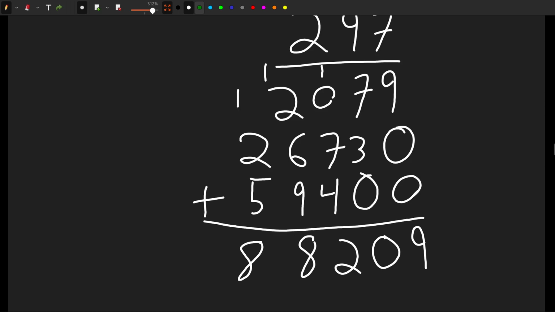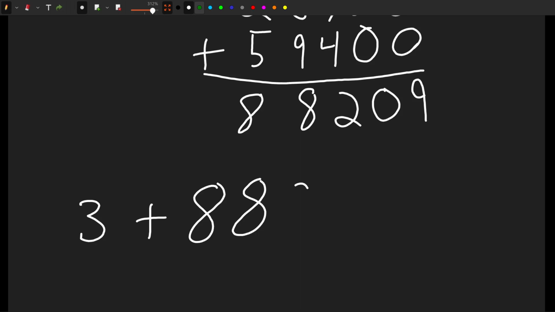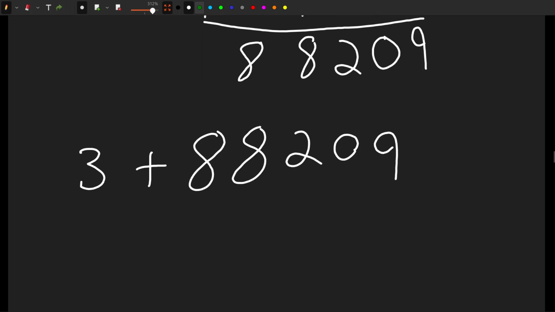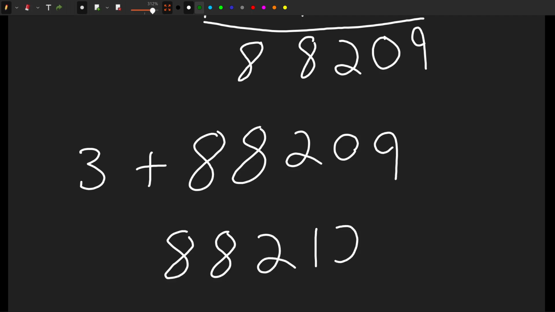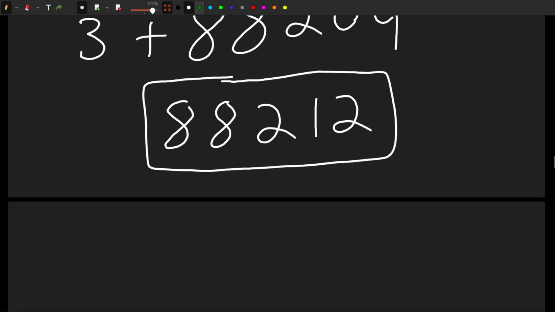And so now I am left with the 3 at the very beginning, plus this huge number, which is 88,209. Add 3 to that whole number, and you're going to be left with 88,212. Why is it always that the harder problems involve drastically larger numbers? All right, last problem for this video.